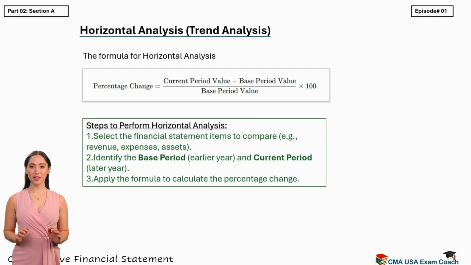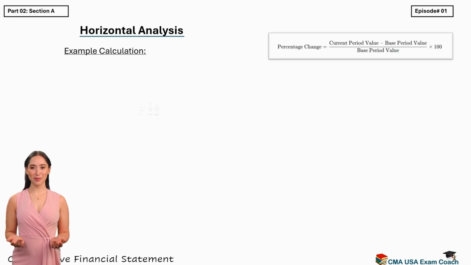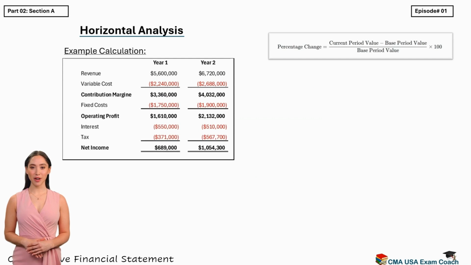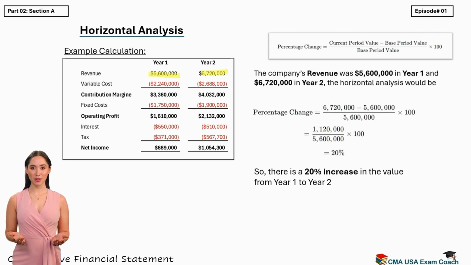As per the example shown, the company's revenue in year 1 was $5,600,000, and in year 2, it increased to $6,720,000. To calculate the percentage change using horizontal analysis, we first determine the difference by subtracting the year 1 revenue from the year 2 revenue.